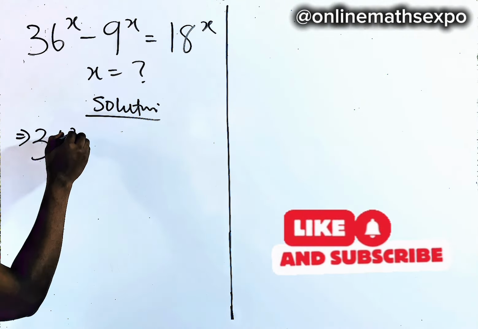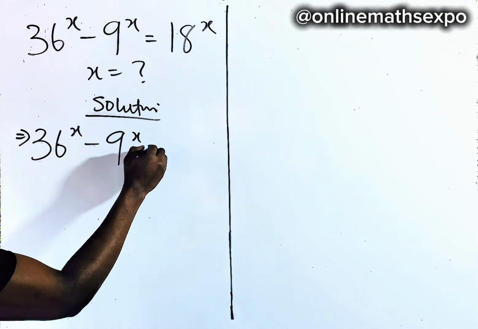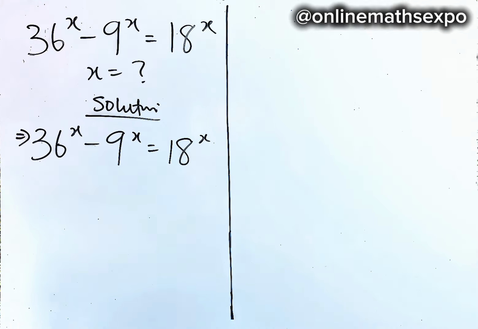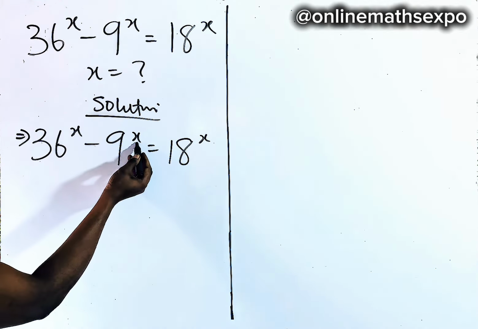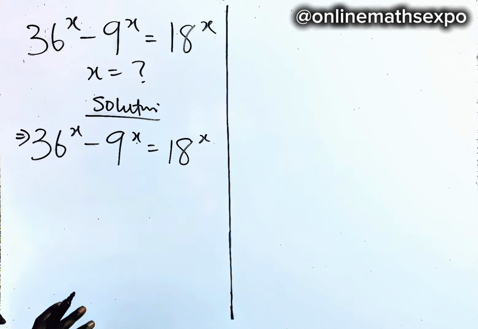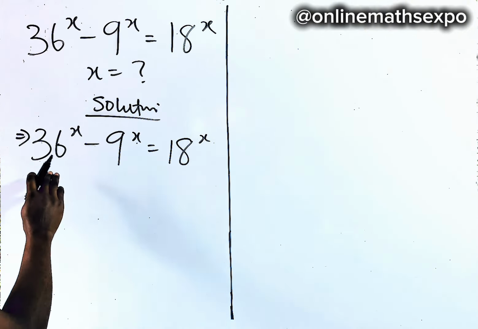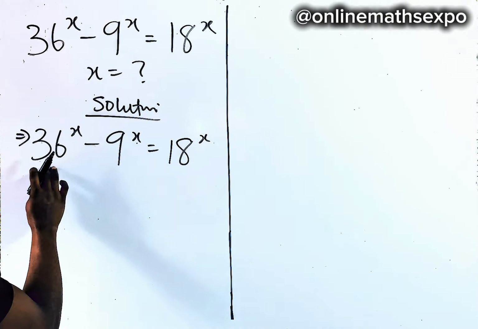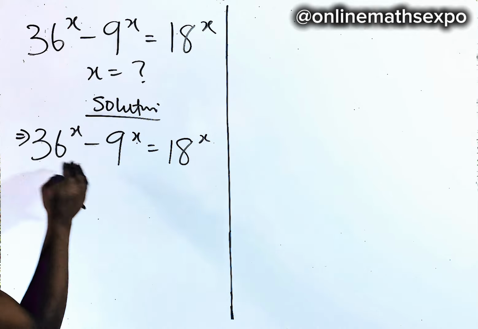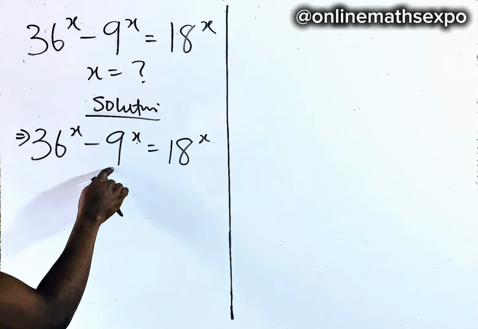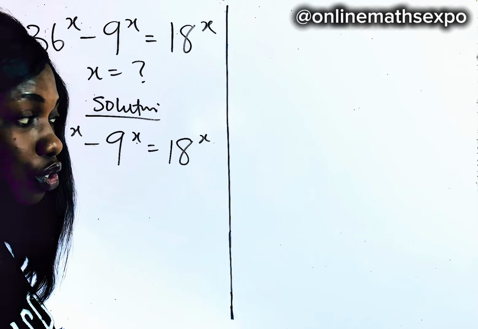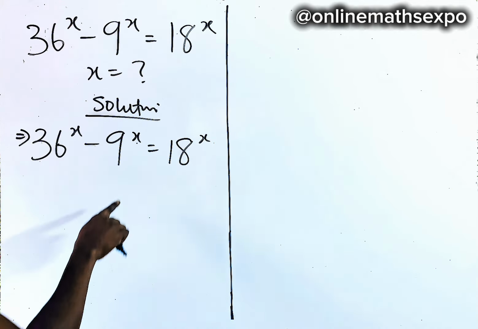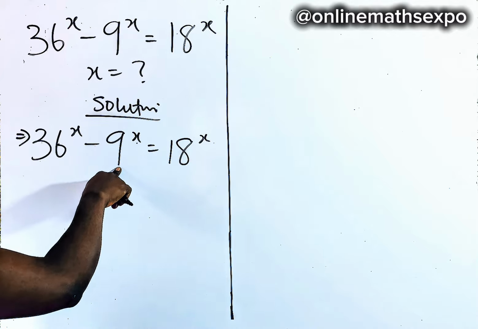36 to the power of x minus 9 to the power of x is 18 to the power of x. Now when you have this kind of equation, you observe that each of these terms has powers of x. What you just need to do is to divide each by any of these you have here. You can divide with 36 to the power of x, you can divide with this, you can divide with this. Whichever one you go by will give you the same result. To reduce steps for us, I'm going to divide by this to reduce the steps.